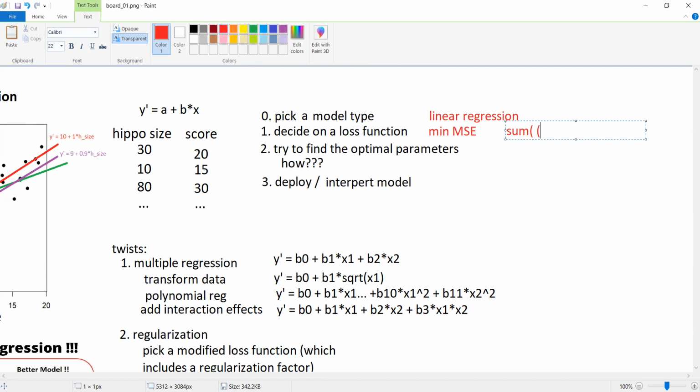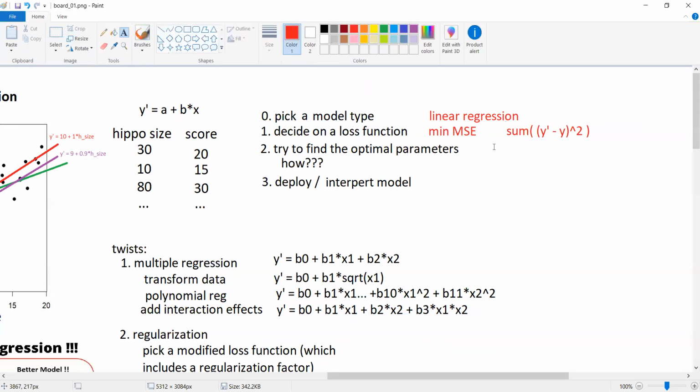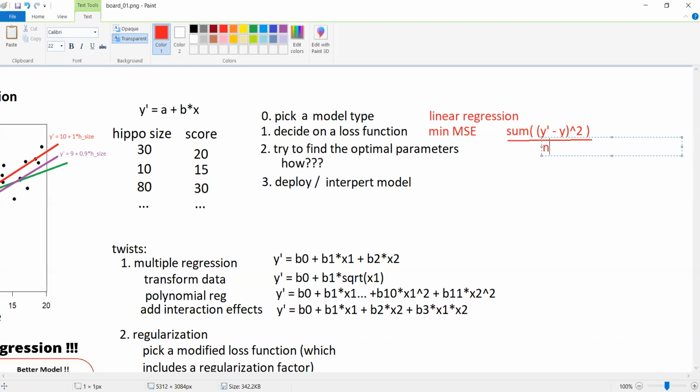Instead of writing the sigma sign, I'm just writing sum of our prediction, which is the y predicted, minus the actual real y, squared to the power of 2, right? Because it's the error squared. And because we want the mean and not the sum, we take this whole thing and we divide it by n, right? N is the number of samples we have. Okay, so this is the mean squared error.